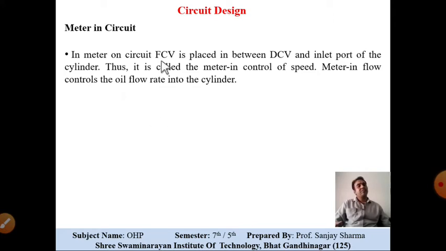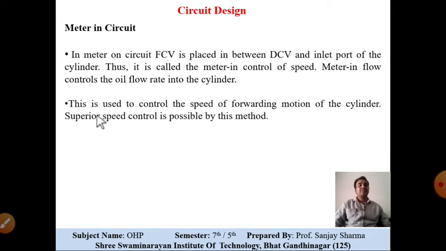Now what is the role of FCV? The role of FCV is to control the flow, and the flow control valve controls the speed of the actuator. This is used to control the speed of the forward motion of the cylinder. Superior speed control is possible by this method. So with the help of meter in circuit, we can control the speed precisely. Minimum to minimum and maximum to maximum speed we can attain in the hydraulic cylinder.